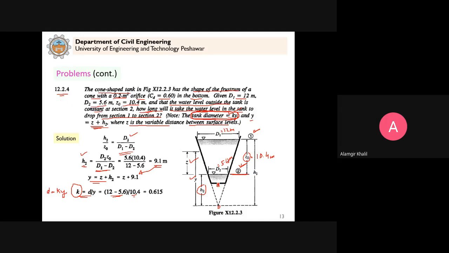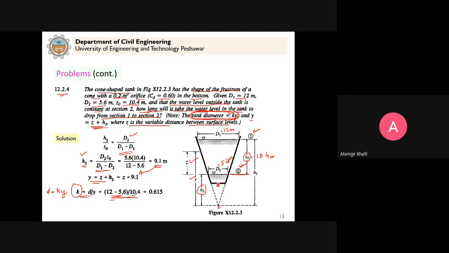So now d is variable. You can see here the diameter is variable. So k is given by this equation: in 10.4 meter the value changes from 5.6 to 12. That's why 12 minus 5.6 in a distance of 10.4. So how much can it be if y has any value?